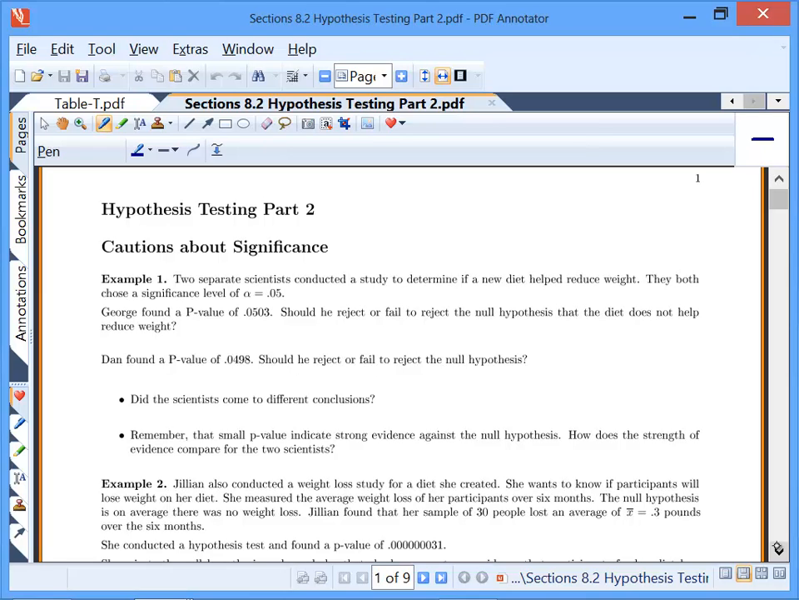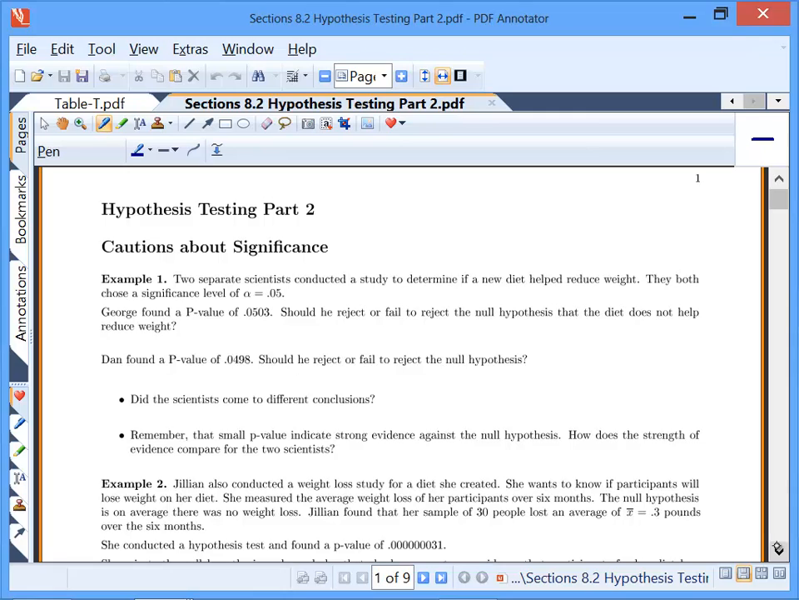So for our first example, 2 separate scientists conducted a study to determine if a new diet helps reduce weight. So same new diet. They both chose a significance level of 0.05. Now George found a p-value of 0.0503. So should he fail to reject, or reject the null hypothesis that the diet does not reduce weight?